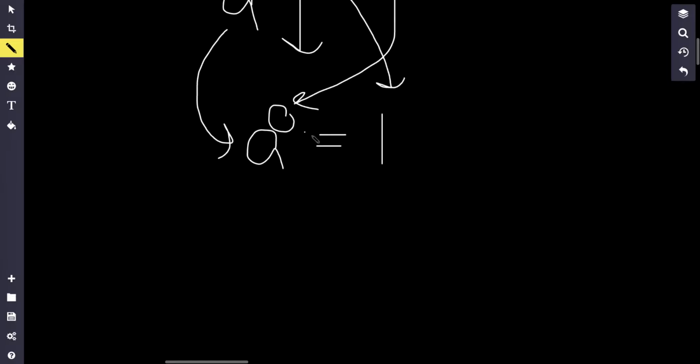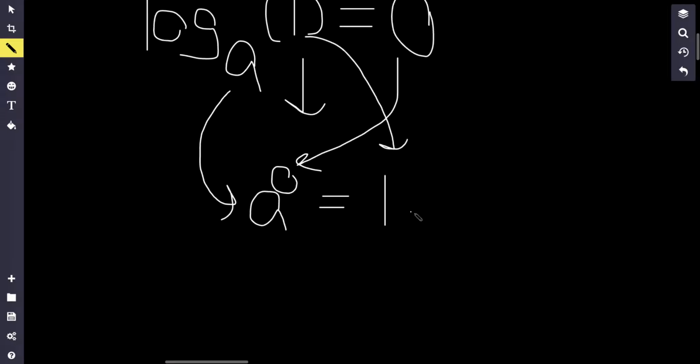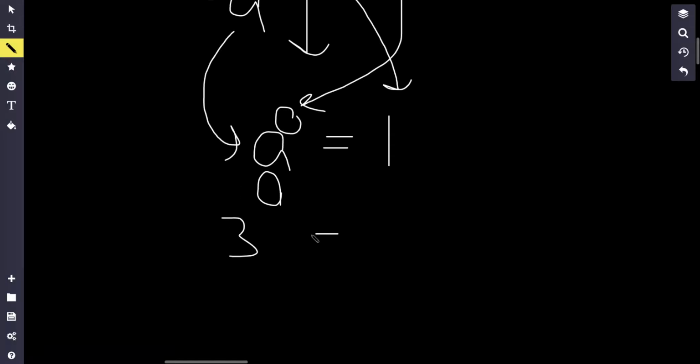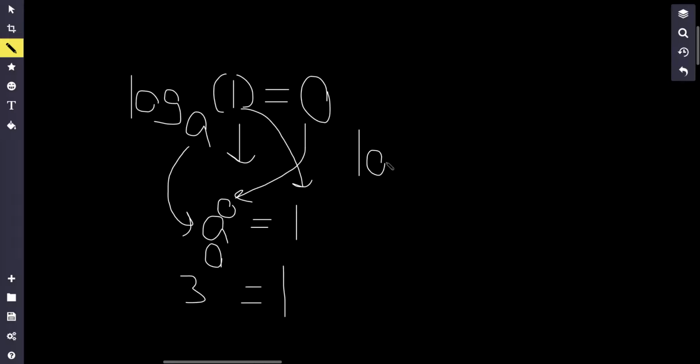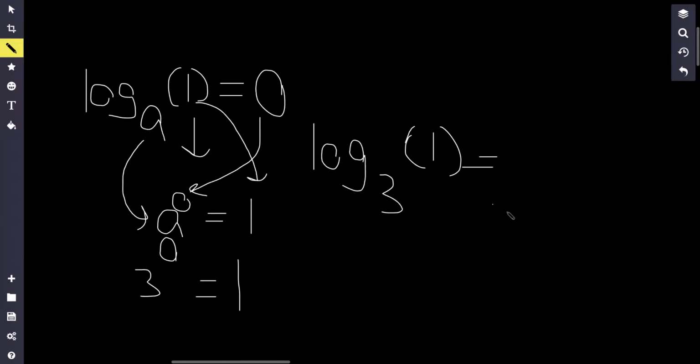A to the 0th power is equal to 1. And it turns out that any number to the 0th power is equal to 1. 3 to the 0th power is equal to 1. Doesn't really matter. So if I have something like log base 3 of 1, and I want to find out what this is equal to, well, it's just going to be equal to 0, because 3 to the 0th power is equal to 1. Doesn't matter. It could be 4, 5, 6, whatever. Because it's always raised to the 0th power, it's always going to be equal to 1.